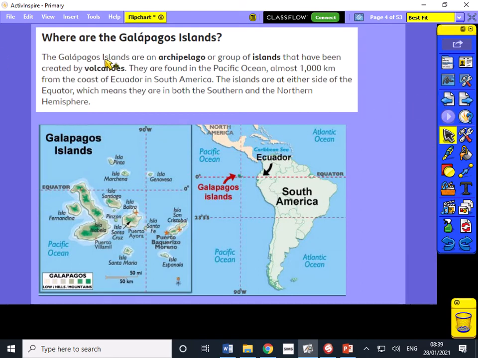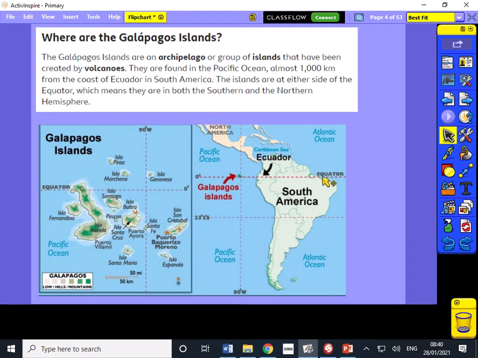So the Galapagos Islands are an archipelago, or a group of islands, that have been created by volcanoes, otherwise known as volcanic islands. They're found in the Pacific Ocean about 600 miles from the coast of Ecuador, that's east off the coast of Ecuador. So we can see here's South America, Ecuador is this country here.